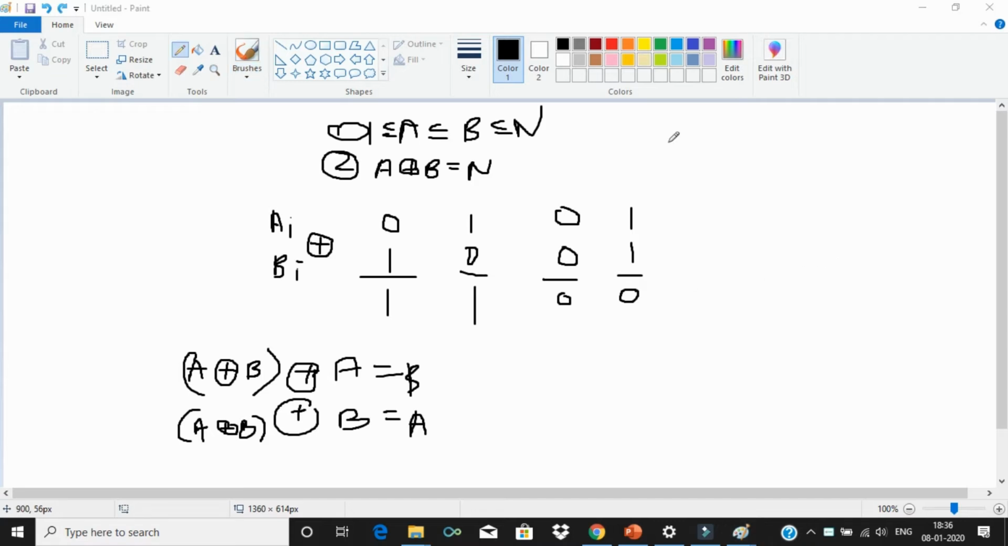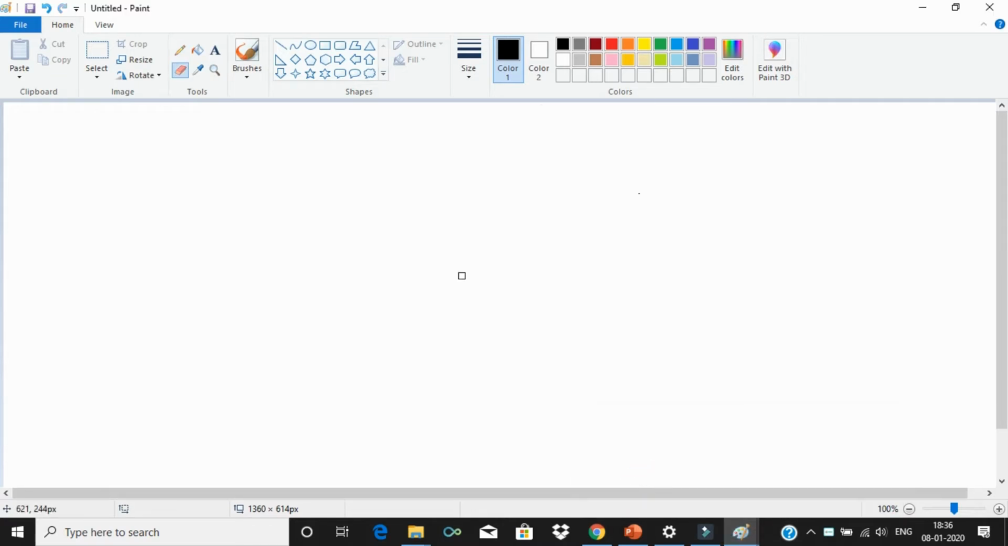So all right, let me walk you through the steps that can be useful in solving this problem, and what the observations regarding this problem are. All right, so let me make a new window.